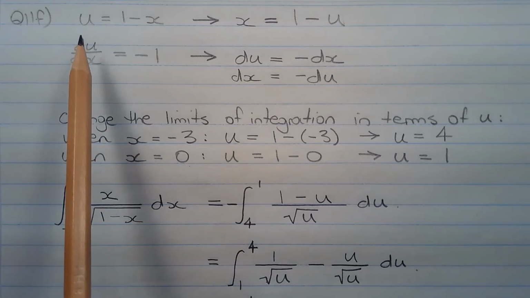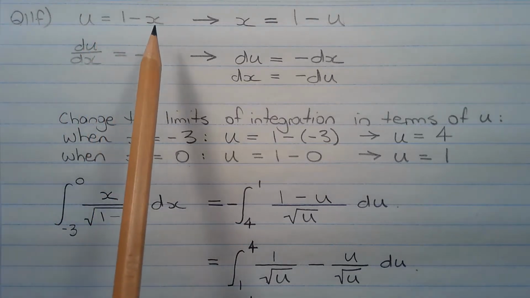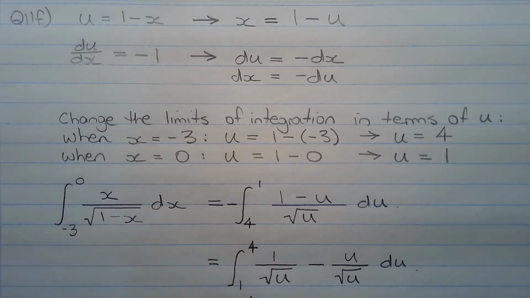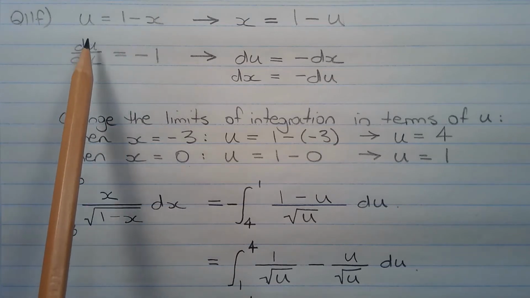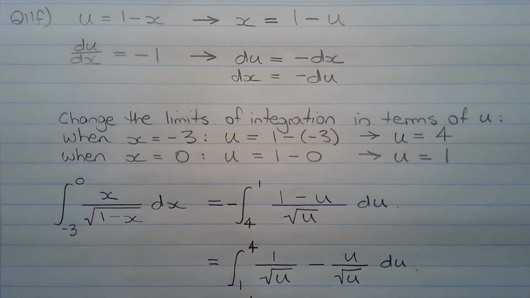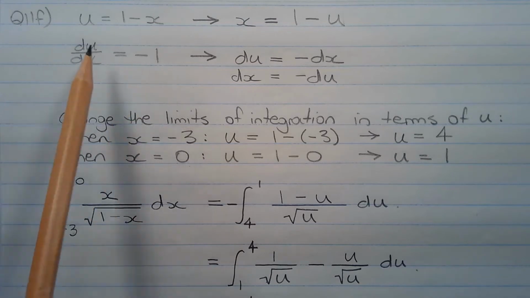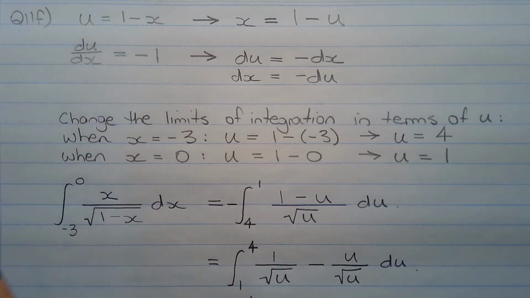Starting with the substitution u equals 1 minus x, I'm going to rearrange it to make x the subject. So we have x equals 1 minus u. Differentiating u with respect to x, we get du/dx equals negative 1. Multiplying both sides of this equation by the differential dx, we get du equals negative dx, or dx equals negative du. Next, we need to change the limits of integration in terms of u.